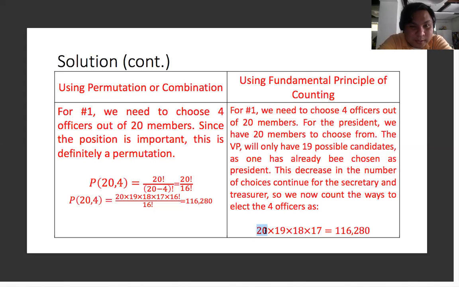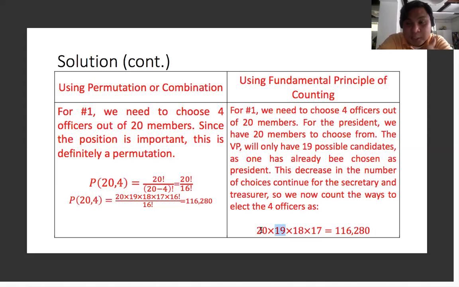So since there are no officers selected yet, there are 20 possible people who can be elected as president. Right? Thus, the first position has 20 choices. The next position will only have 19. Why? Because one person has already been elected as the president. So therefore, this president cannot also be selected as a vice president.